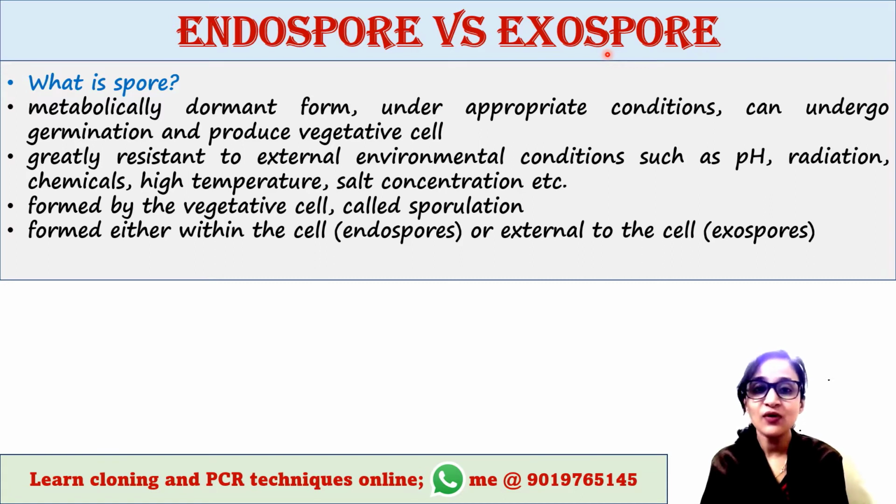And these spores are formed by the vegetative cells, and the phenomenon of spore production by a vegetative cell is called sporulation. Spores can be formed either within the cell, that time they are called endospores, or external to the cell, that time they are called exospores.